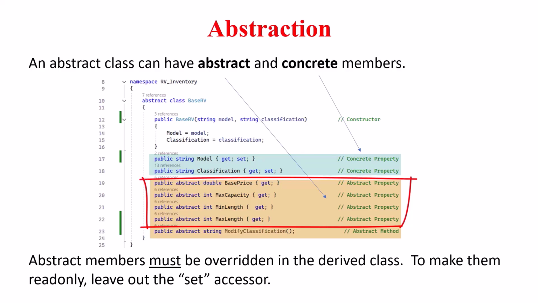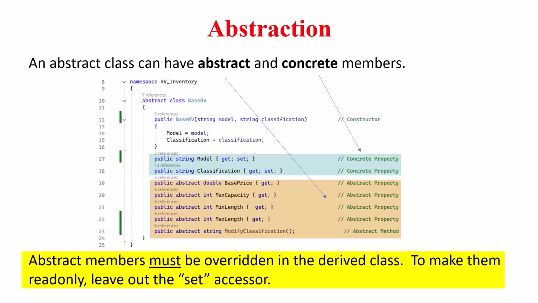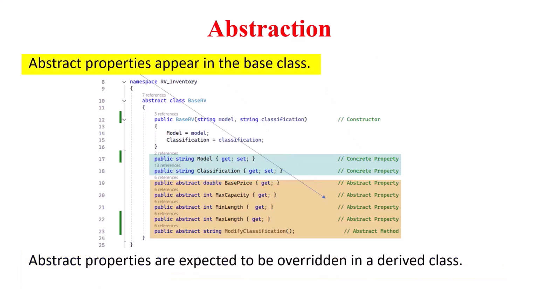But the base price is going to be very different for Class A or Class B or Class C. The max capacity is going to be different. And so we put those things in there. They're part of our checklist in our initial class, but we're going to use them differently when we go to the three types of RVs we're creating. Abstract members must be overridden in the derived class. To make them read-only, we leave out the set accessor. And you can see that the abstract properties all have just gets and not sets. Abstract properties appear in the base class. Abstract properties are expected to be overridden in a derived class.